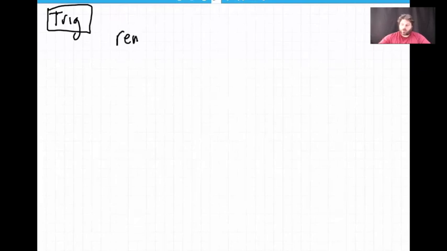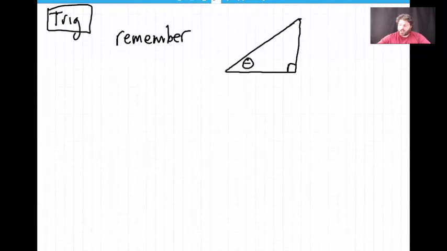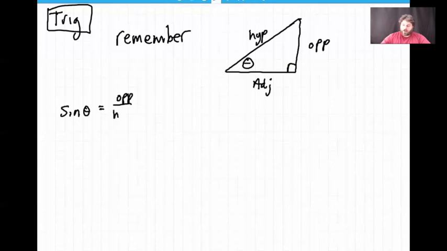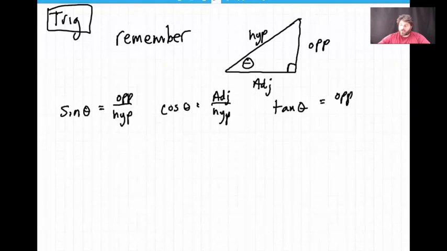Just a reminder: when we've got a right triangle, and remember it has to be a right triangle, and we've got this angle theta, we can label these sides as opposite, adjacent, and hypotenuse. So we just want to remember that the sine of the angle is the relationship between the opposite and the hypotenuse.